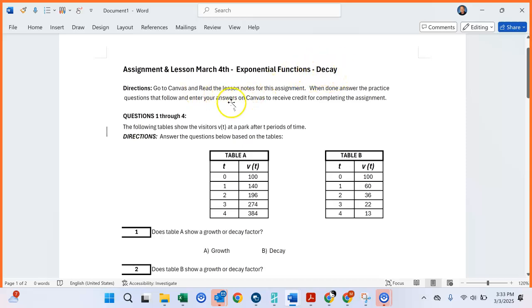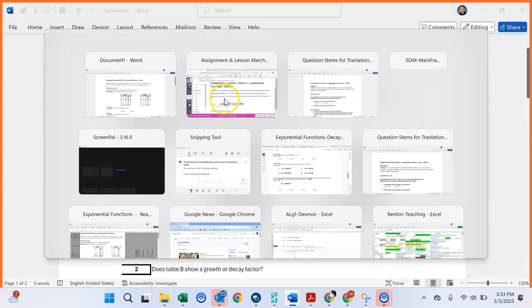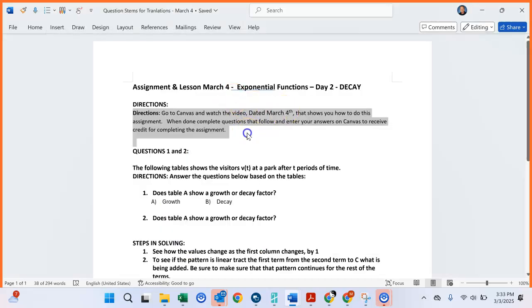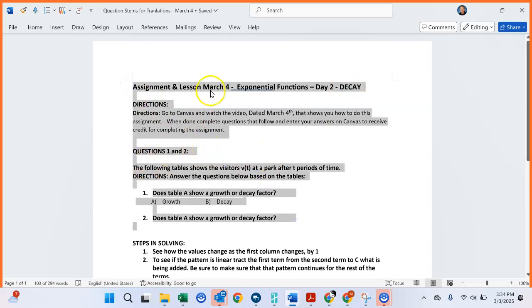So make sure you go back and read the notes, the translations, because this is very important right here. This decay means it's exponential, but it's getting smaller. Growth is getting bigger, but decay is getting smaller, okay? So make sure you read this for the first two questions, all this right here, and translate it if you need to.